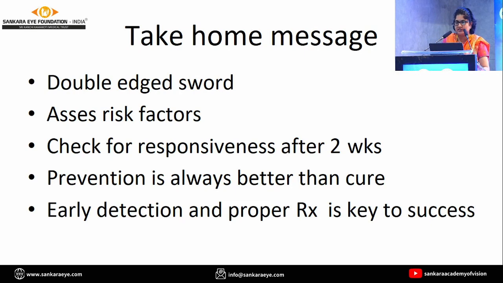The take-home message is steroid is always a double-edged sword. Always assess the risk factors before starting steroid treatment in any patient, especially those with chronic uveitis where you need recurrent use of steroid, and in VKC patients, and check for responsiveness in those patients every 2 weeks. And always prevention is better than cure, so always assess the risk factors, and early detection and proper treatment will always be the key to success in these steroid-induced glaucoma patients.